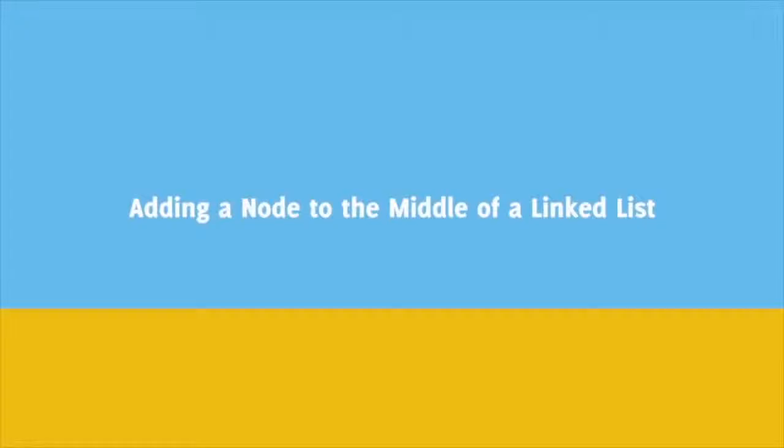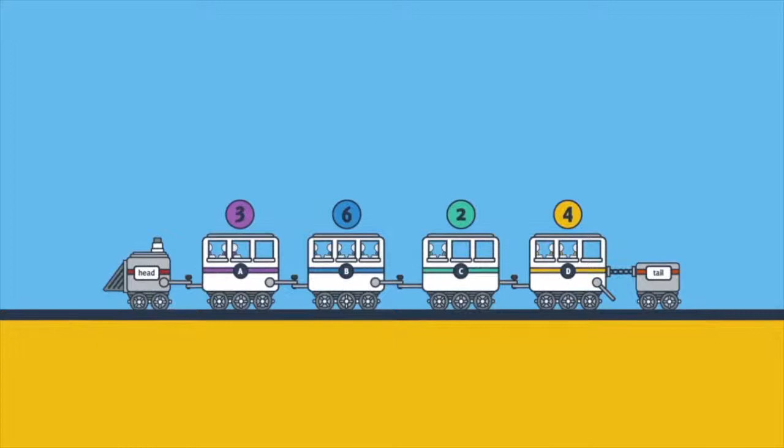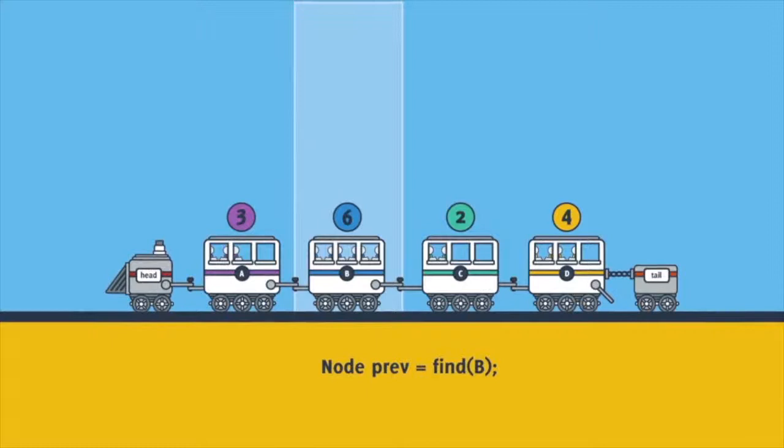Adding a new node to the middle of a linked list is pretty simple. There are, however, a couple of steps that really need to be followed carefully. Firstly, you need to find the node which precedes the place where the new node is going to go and set up a reference to it.